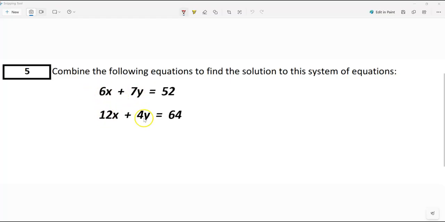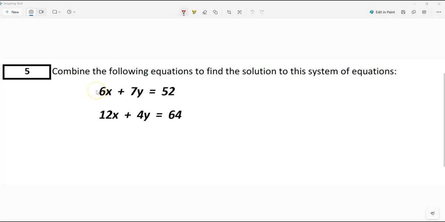Same here. One's positive, one's negative. But I don't have that. So sometimes, not only do you have to multiply by a negative, maybe, but you might actually have to multiply by a number. So I try to think, how can I have 6 and 12 be the same? Well, if I multiply 6 by 2, I would get my 12. And I also want it to be negative.